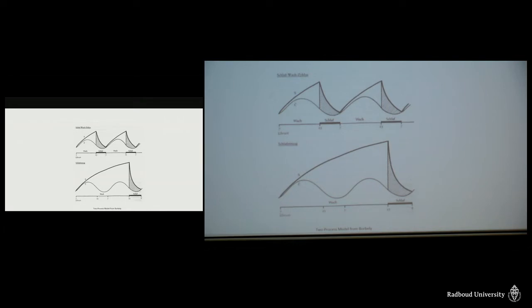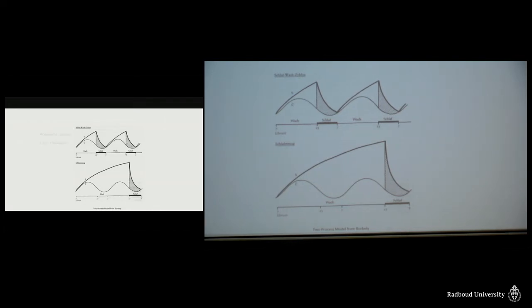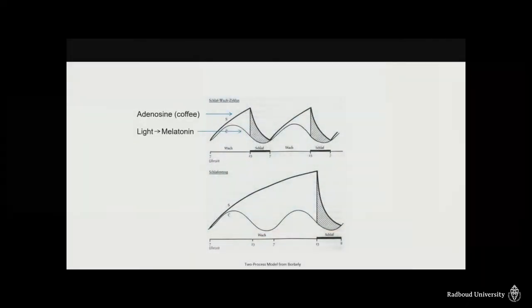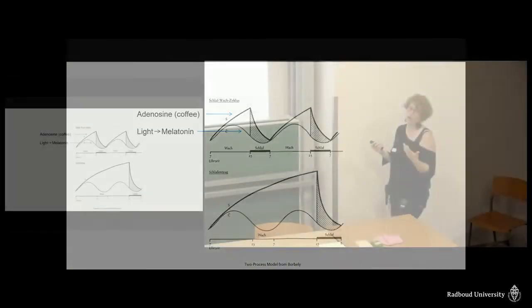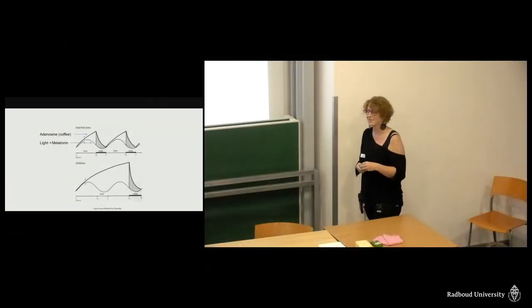And so we, of course, try to manipulate process S and process C, and we have a lot of drugs to do that. Adenosine is the molecule that is doing process S. And we all love our adenosine antagonist, coffee.